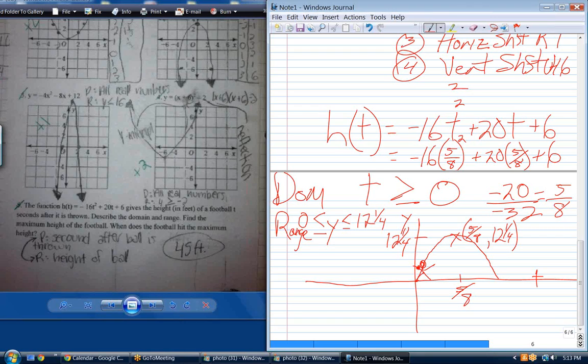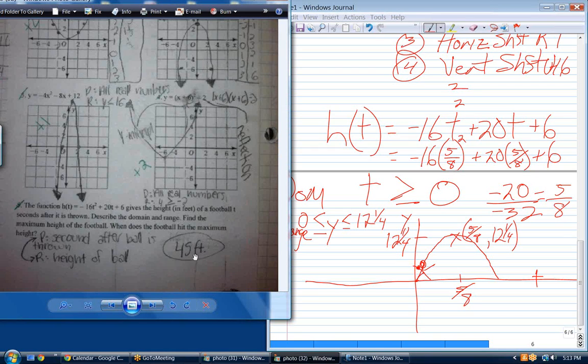Okay. Do you understand this problem? Yeah. Okay. What's this 45 feet? I thought the 45 feet was when the football hit its maximum height, but it's actually 12 1/4 feet. Okay.